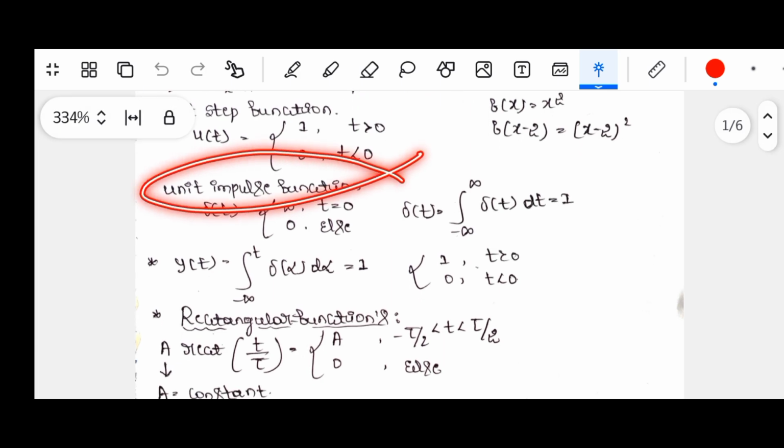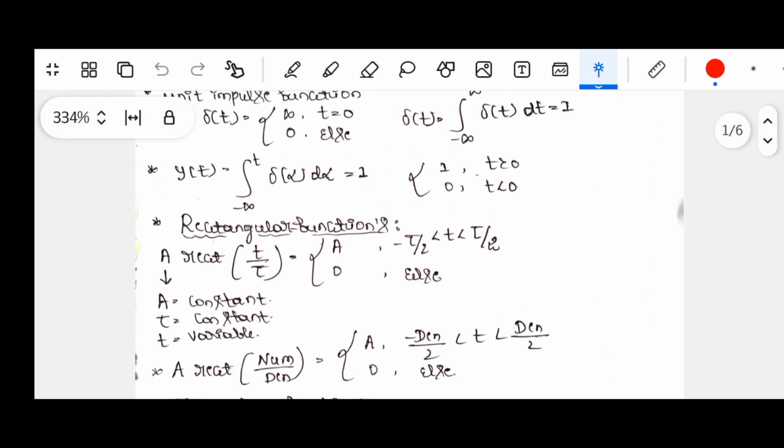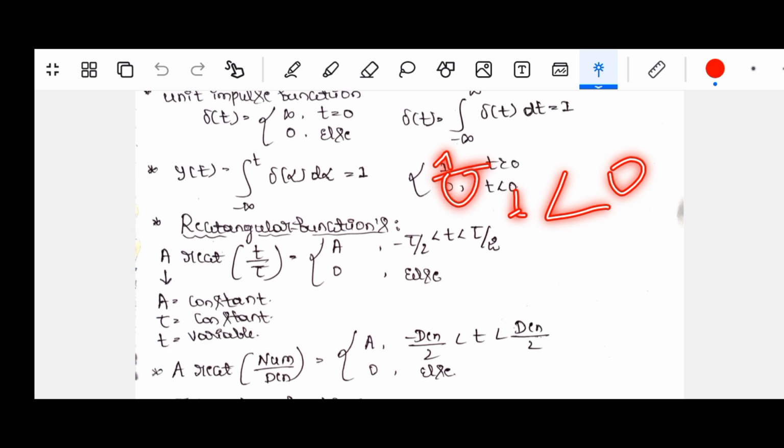Unit impulse function. Delta of t is equal to infinity at t equal to 0, and 0 else. So the integral of delta of t dt from minus infinity to plus infinity is equal to 1. y of t is equal to the integral from minus infinity to plus infinity of delta of alpha d alpha is equal to 1, where if t is greater than 0 it will be 1, and if t is less than 0 it will be 0.